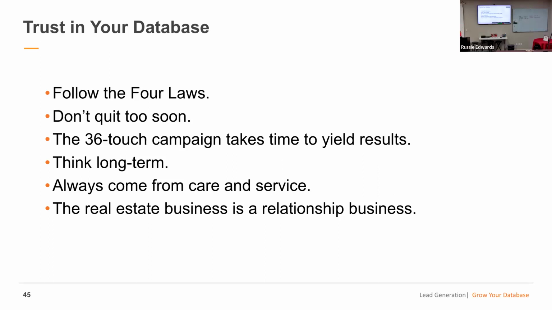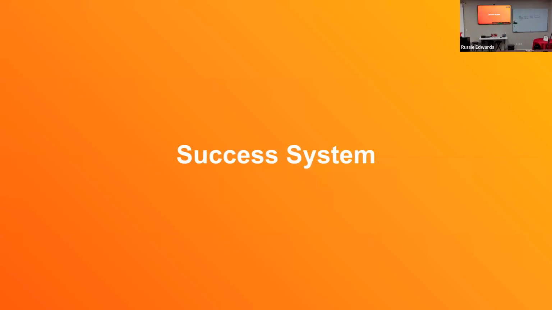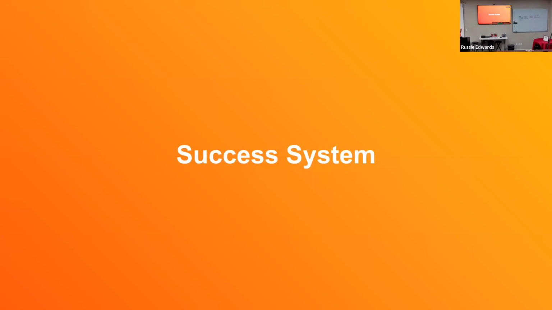A 36 touch campaign takes time to yield results. Think of it as long-term, always come from care and service, and real estate business is relationships. I cannot stress that enough. So we're going to skip through this. I just want you to think through: how has your thinking changed? What do you feel differently? What actions are you going to take? And what tools are you going to use to implement them?